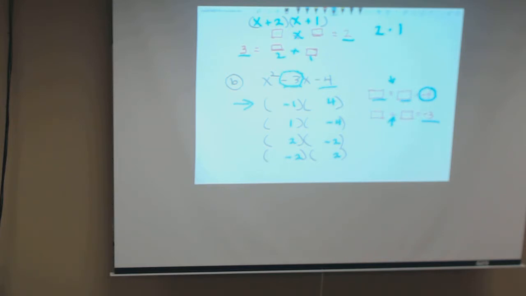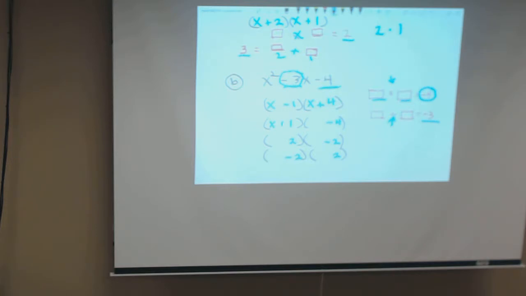I mean, just set up a bunch of parentheses and say put in all the possibilities and then see which one works. So it would be x minus 1 and x plus 4. Check it out. -1 times 4 is -4, and outside 4x and inside, whoops. That's not right. No, it's not that one. Which one is it?